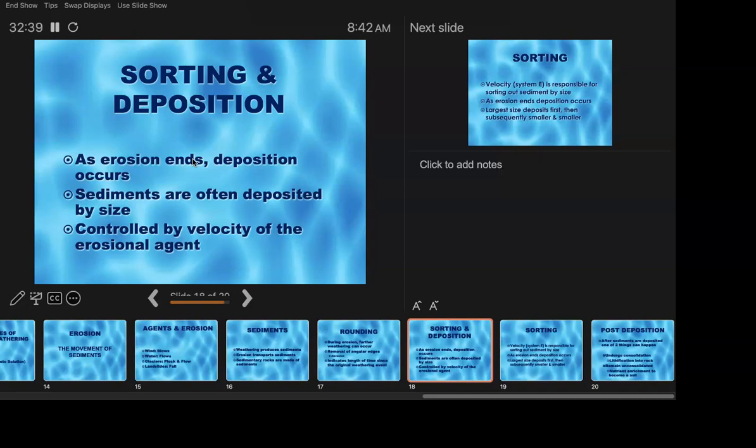All right. Well, the same exact thing works in opposite. As something slows down, it is then less capable of moving those big things. So if something is the last thing to be picked up, it's going to be the first thing that gets dropped, because you're going right back down that energy hill.